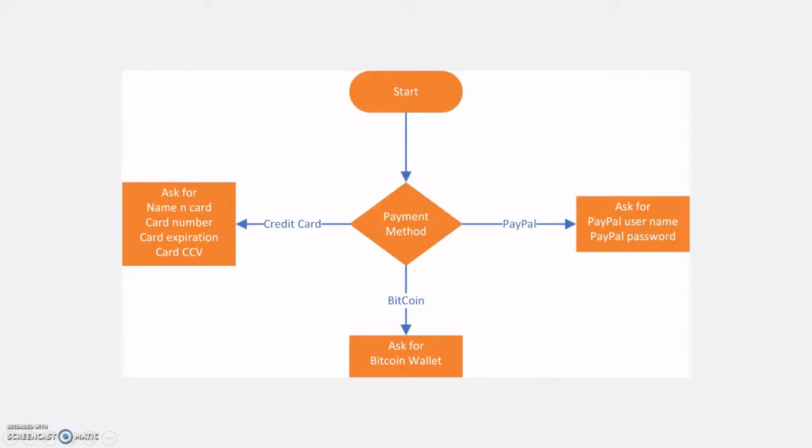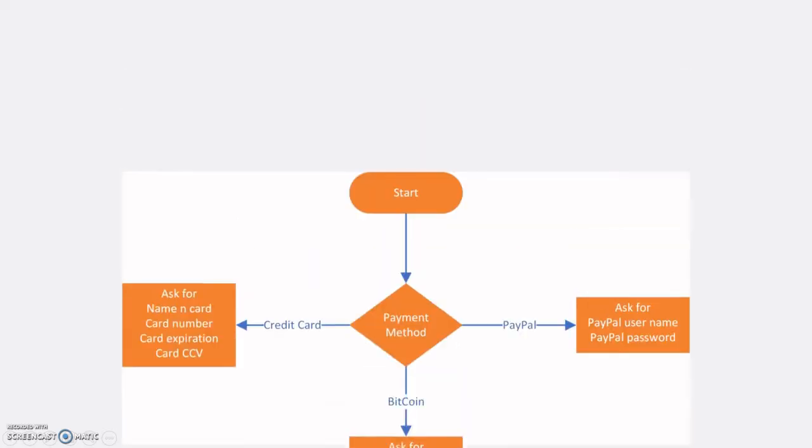We have a decision diagram that has to do with the payment method. We go to the payment method and we can choose either credit card, Bitcoin, or PayPal. Based on that information, if it's the credit card, we ask for the name, card number, card expiration, and card CCV. If we chose Bitcoin, it asks for the Bitcoin wallet. If we chose PayPal, it asks for the PayPal username and password.